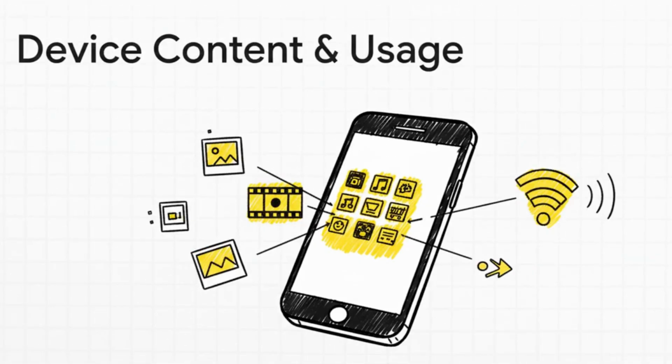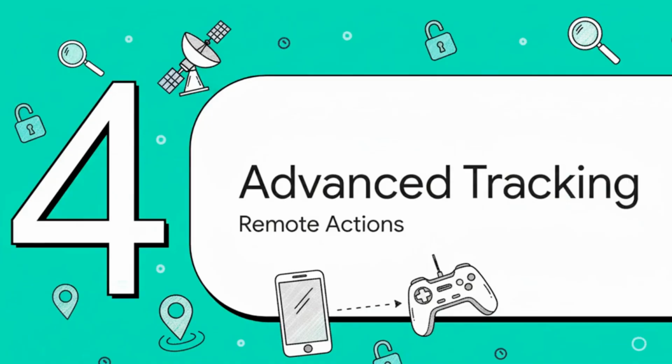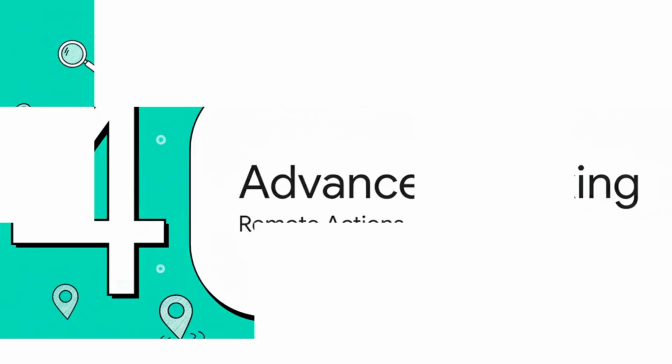But the monitoring goes way beyond just who they're talking to. The user can browse the phone's entire photo and video gallery, see a full list of every single app that's installed, and even look at a history of all the Wi-Fi networks the phone has ever connected to. All right, on to our last section. This is where we move from just passively looking at data to actively tracking in real time and even taking remote control of the device.